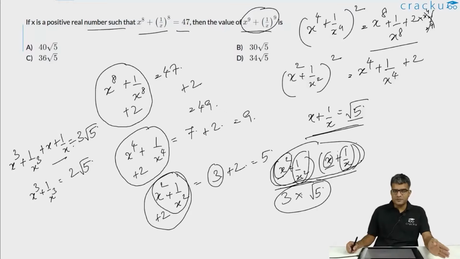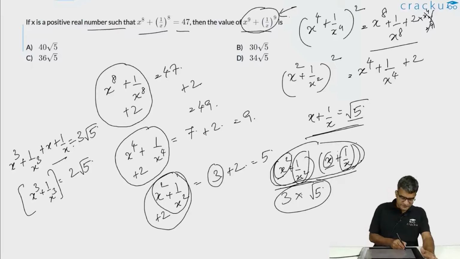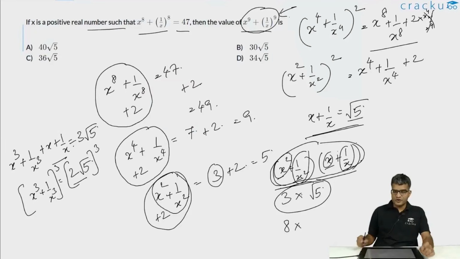Once you have x cube plus 1 by x cube, how can we calculate the value of x to the power 9 plus 1 by x to the power 9? We'll just cube this. If you are cubing this, the right hand side will also be cubed, and that will be equal to 8, which is 2 cube, into square root of 5 whole cube, which is 5 root 5. So the right hand side is equal to 40 root 5.